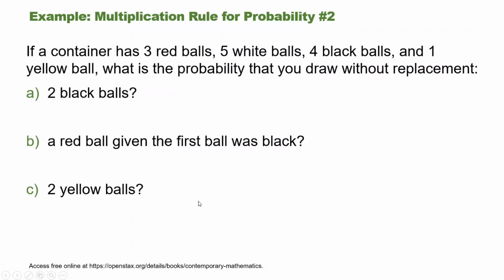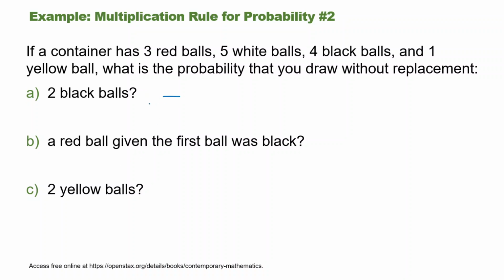Example, multiplication rule for probability number 2. If a container has 3 red balls, 5 white balls, 4 black balls, and 1 yellow ball, what is the probability that you draw without replacement? And part A is 2 black balls. So in this situation, we are going to think of this as being 2 consecutive draws. You're really reaching in and pulling 2 at the same time. But we're going to think of it as selecting 1 at a time.